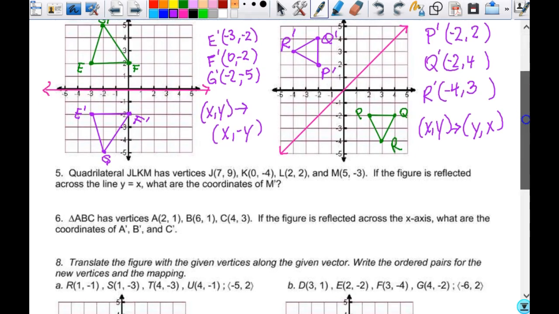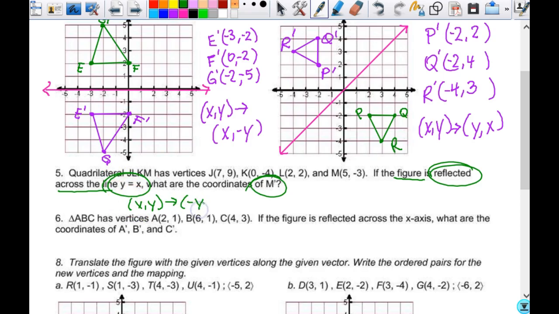So, number 5 says, quadrilateral JLKM has vertices of these points. If the figure is reflected across the line y equals x, what is the coordinate of M prime? We don't want to have to go and plot, I mean, you can, but I only have to know M prime. And I know since I'm reflecting in y equals x, then xy maps to, sorry, just yx. Got carried away there. It's just yx. All right, so M prime then, -3, 5. You just switch them. You don't have to plot anything. It's just understanding the rule, and it's that easy.